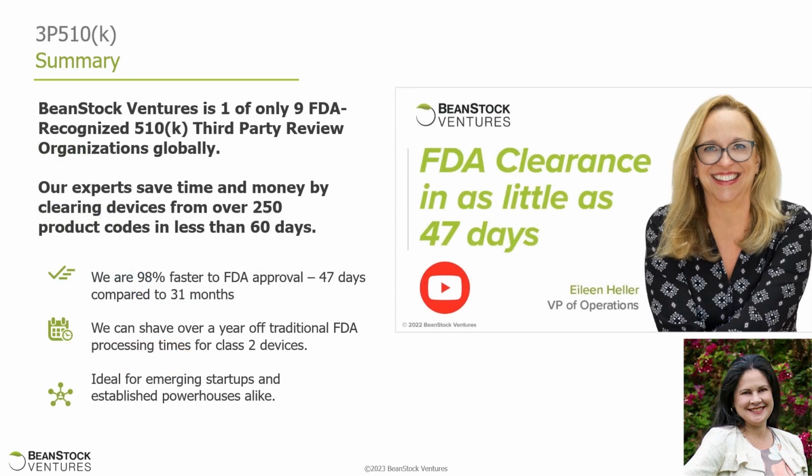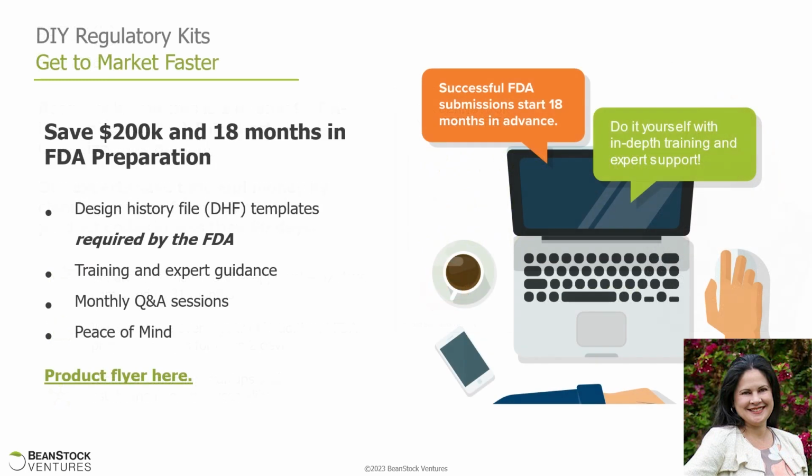So in summary, why would we choose to go forward with a 3P 510(k) submission? We save you time and money by clearing devices of over 250 product codes in less than 60 days. So we're 98% faster than the FDA. We can shave over a year off traditional FDA processing time for select Class 2 devices. And we are ideal for emerging startups and established powerhouses alike. Our goal as an organization is to help reduce regulatory complexity. We want to help reduce time to market, and we want to help reduce regulatory cost.